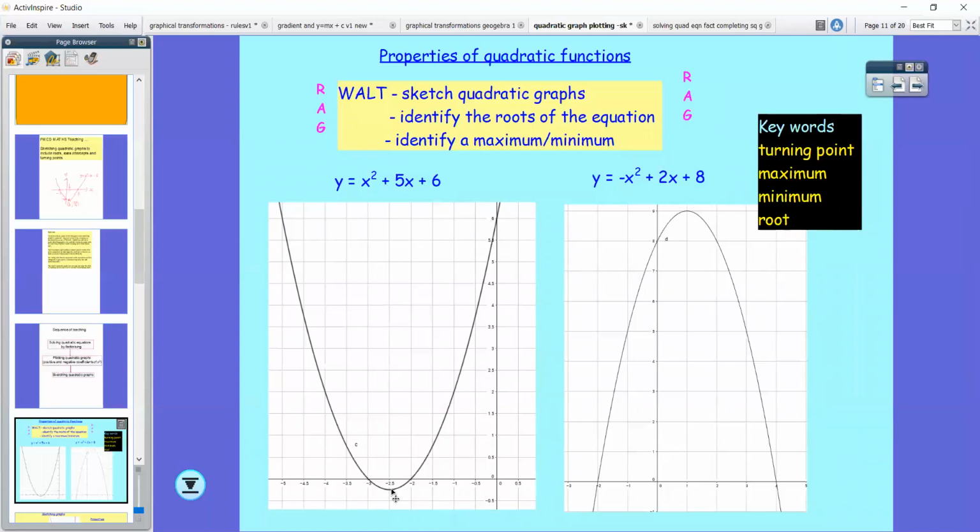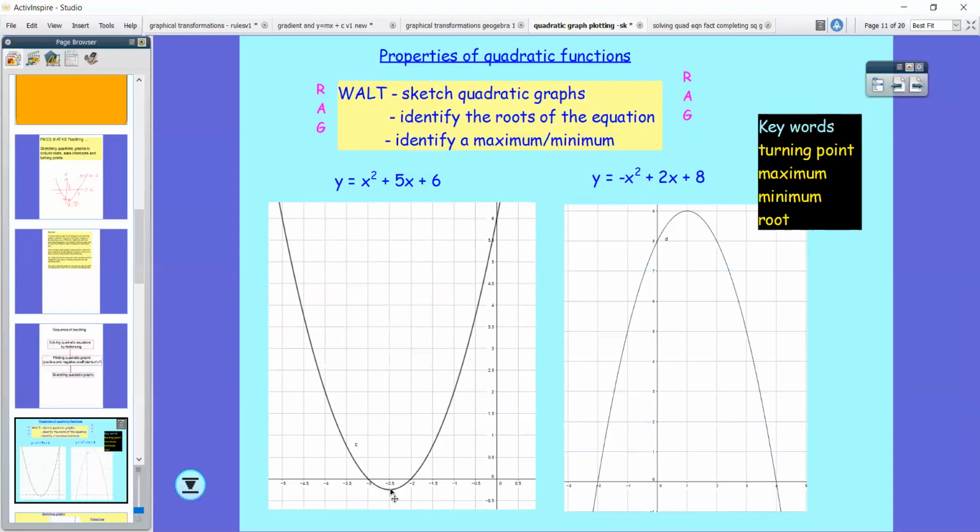So turning points, 2 ways of thinking about this really, I suppose. What's happening is the y coordinates here, if we look at this graph of y equals x squared plus 5x plus 6, I would explain that as the y coordinates are decreasing, and then after this point here they start to increase. So after the bottom of this graph, it changes from decreasing to increasing in value. So that's why we've called it a turning point.